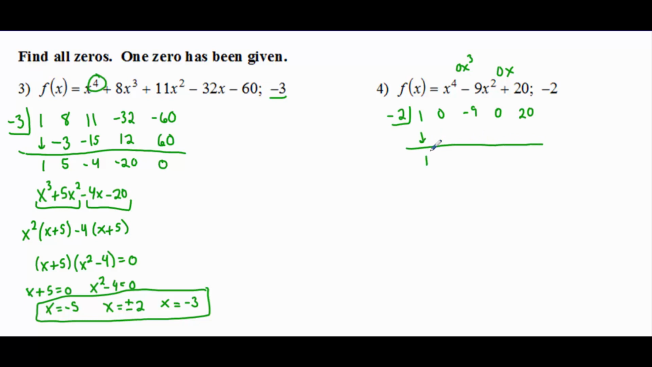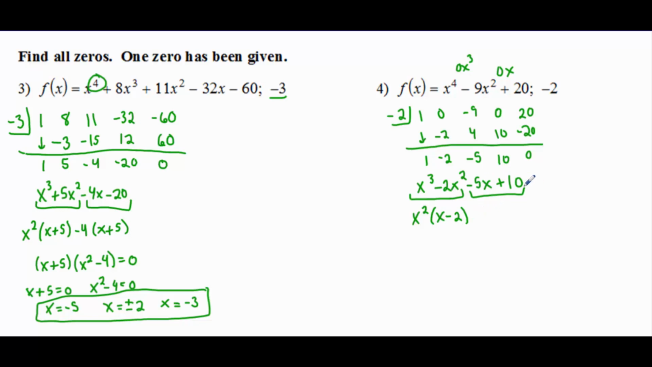So drop the 1, multiply, add, multiply, add, multiply, add, multiply, add. And so the same thing is going to happen where we're going to write this answer and then factor by grouping. So remember, if you have 4 terms, which we have 4 here, the only way to do it is to group them. So this is going to be x squared times x minus 2.